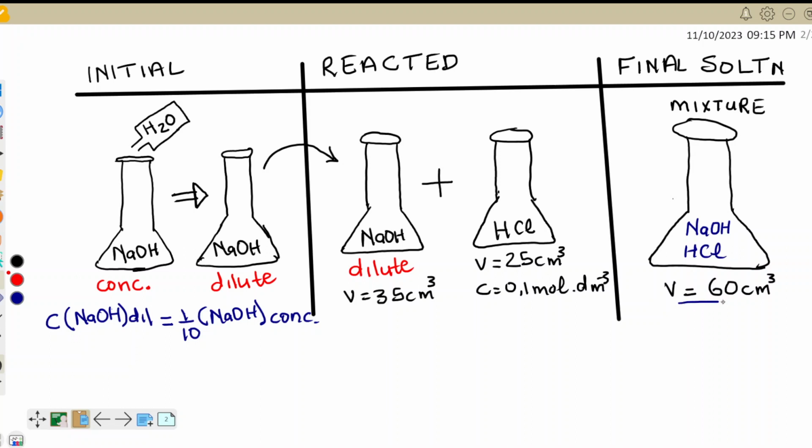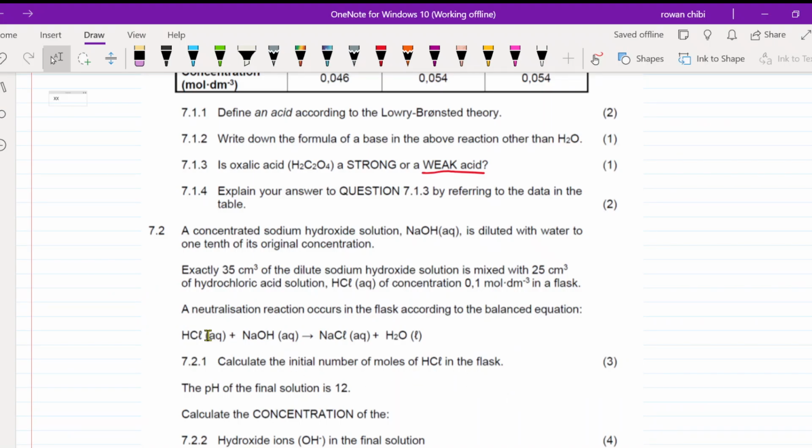Now, the volume of this final mixture is 60 cm³ because the volume of the acid and the volume of the base are added. 35 cm³ plus 25 cm³ will give you 60 cm³. So I want you to have a picture now of this reaction separated into three parts. Now let's check what they want us to do. They said a neutralization reaction occurs in the flask according to the balanced equation HCl plus NaOH producing NaCl plus H2O.